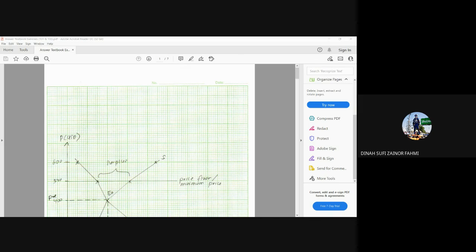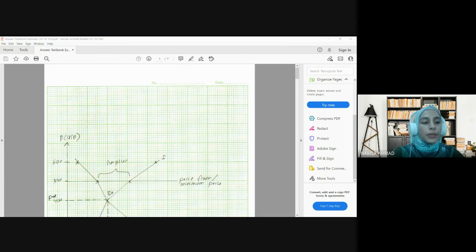The producer's income is protected. Maknanya bila government impose price floor, pendapatan producer akan dapat protected lah, alright? Kalau berlaku surplus, maksud surplus adalah quantity supply more than quantity demand. Tapi pilihan jawapan tak ada kan, so jawapan yang terbaik adalah D.